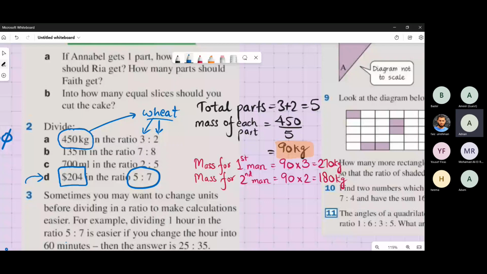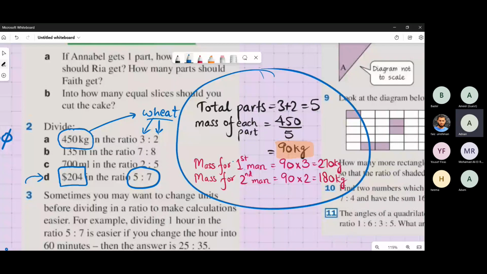Let's use my way, and you guys please solve it. Use this technique.